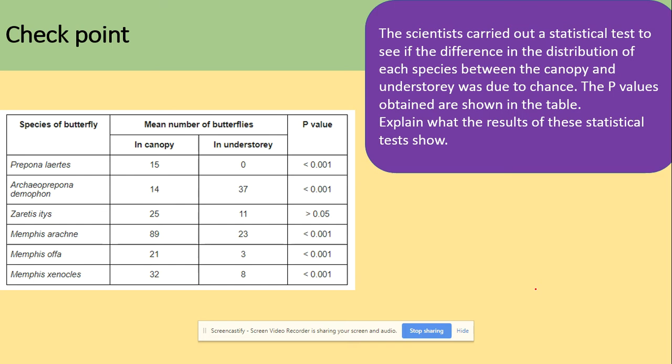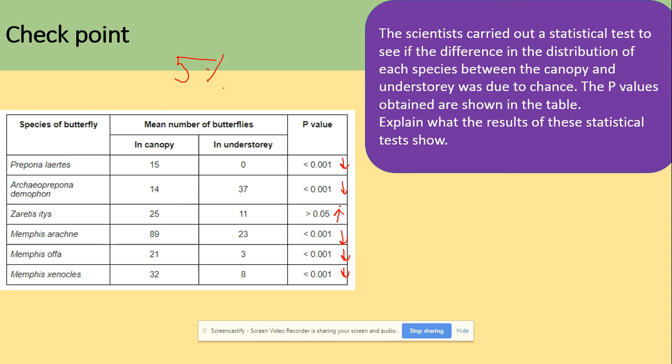We got a table with different p-values, and the p-values were obtained shown in the table, and you need to explain what the results of those statistical tests shows. So remember, magical number, magical percent, it's 5%, and we're now comparing. So this will be 1% and 1%, so this is below. Okay, so I put below 5%. This is more than 5%. Okay, and here again below and below.